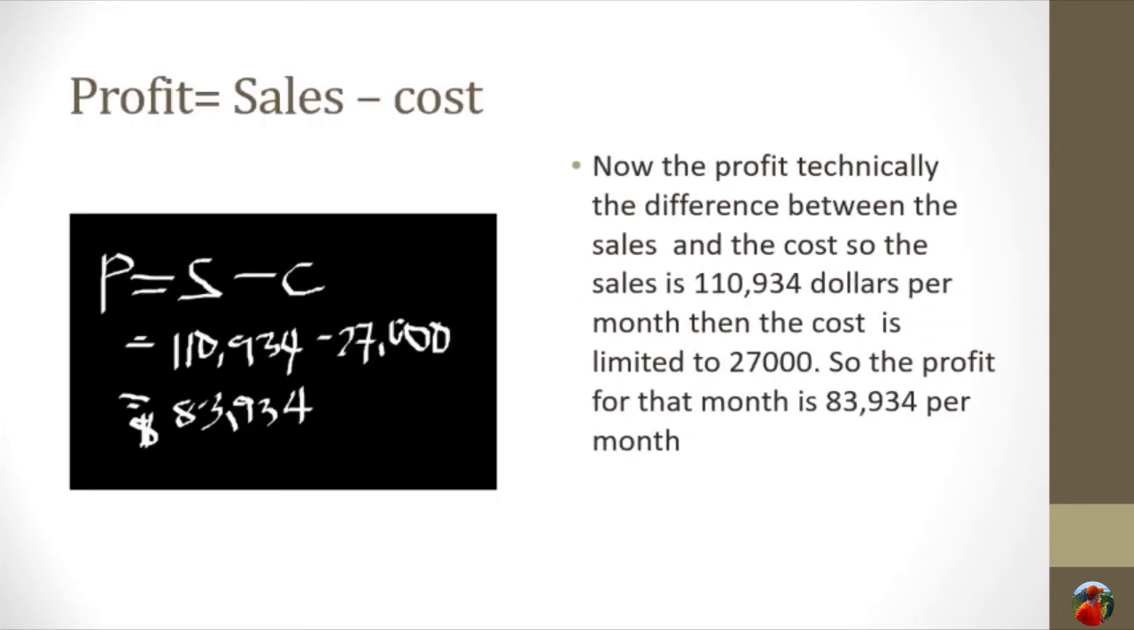Now, the profit is technically the difference between the sales and the cost. So the sales is $110,934 per month. Then the cost is limited to $27,000 per month. So the profit is $83,934 per month. So that's all for my report.